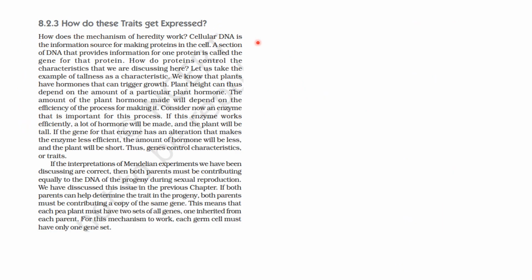Okay, so cellular DNA, it is the information source for making proteins in the cell. A section of DNA that provides information for one protein is called the gene of that protein. ये important होता है, ठीक है? So these genes will control the characteristics and traits जो हमें नजर आते हैं, ठीक है? Size, color, anything, right? So if the interpretations of Mendelian experiments we have been discussing are correct, then both the parents must be contributing equally to the DNA of progeny, right?